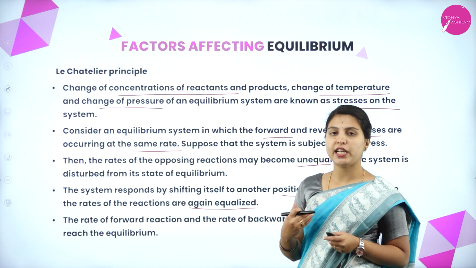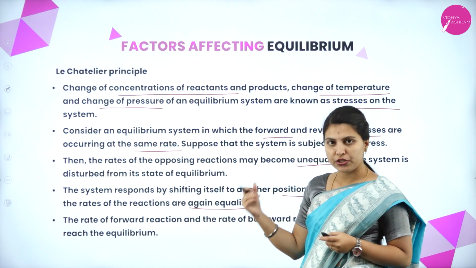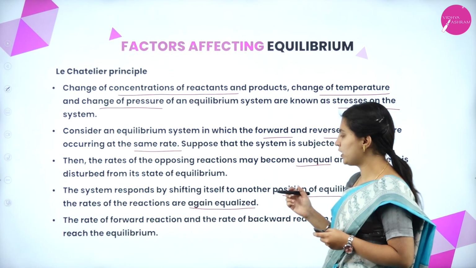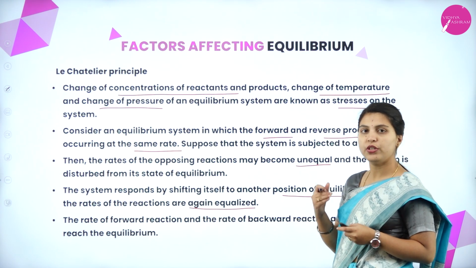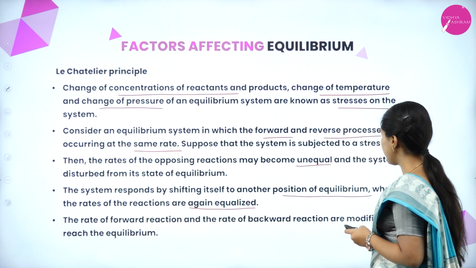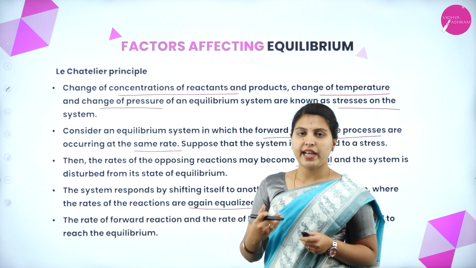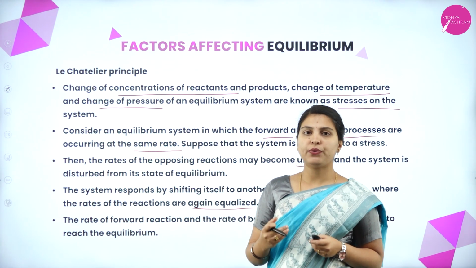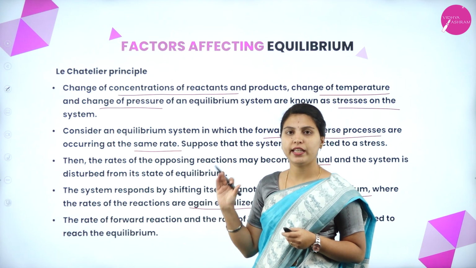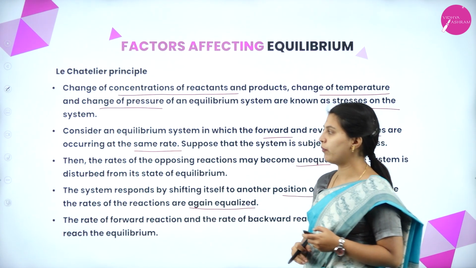If that is the case, what will happen? The direction of the reaction will shift by itself. Why will it shift? Because it must attain equilibrium, and its position of equilibrium will also change. The rate of forward reaction and the rate of backward reaction are modified to reach the equilibrium. Again, the forward reaction and the reverse reaction will get modified because our destination is to reach the equilibrium.